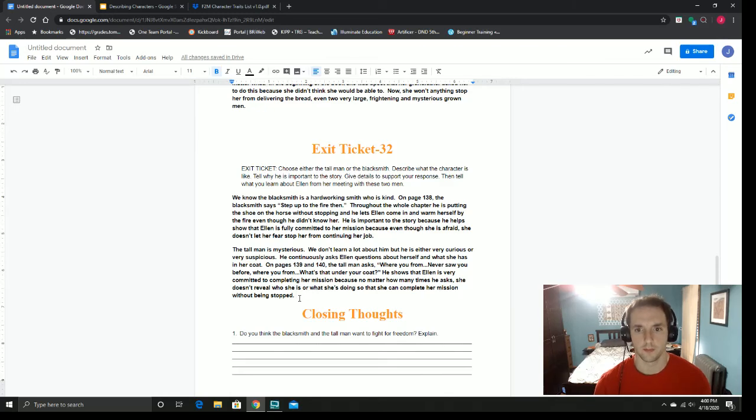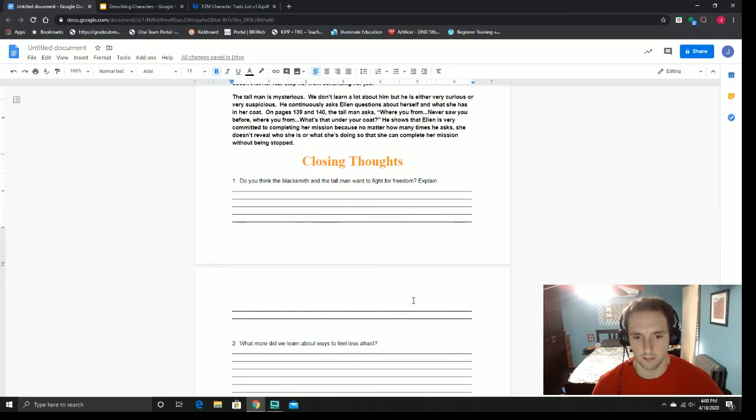And there we go. If your description looked like this, where you described what the character was like, how they acted toward Ellen, and then also why they're important to the story, mostly from what these characters revealed about Ellen, then you gave a very good response. Again, you didn't have to do either or both, but if you had your blacksmith like this or a tall man like that, then you did a really nice job. Let's dive into our closing thoughts.